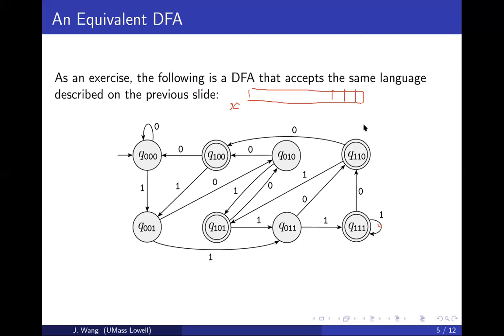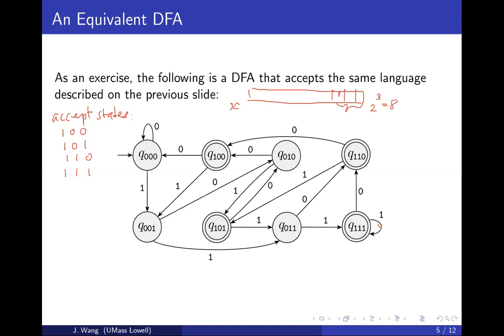What I want for the string to be accepted is to have a one here, and I don't really care what symbols are in the other two. So the accept patterns are: 100, 101, 110, 111. These are all four accept states, and any other states are not accepted. For these three symbols, the total number of patterns is eight. I'm going to use these patterns to remember our current status.